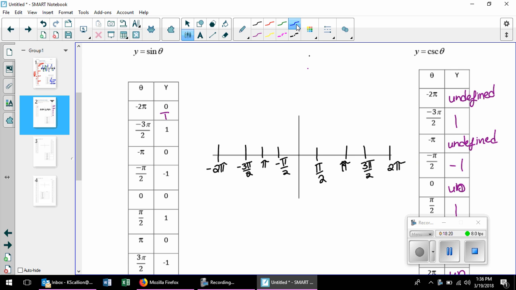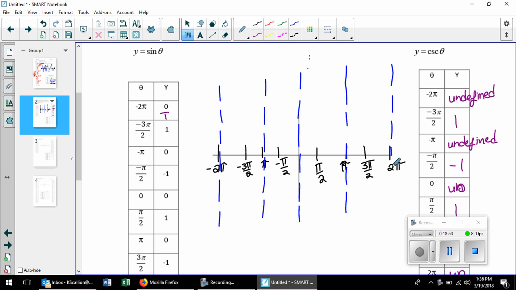Okay, so I put my asymptotes on. I have it at -2 pi. I like to put my asymptotes on first. It kind of gives me some boundaries. Another one at -pi here. There's another one at 0. I have another one at pi. And then there's another one at 2 pi.